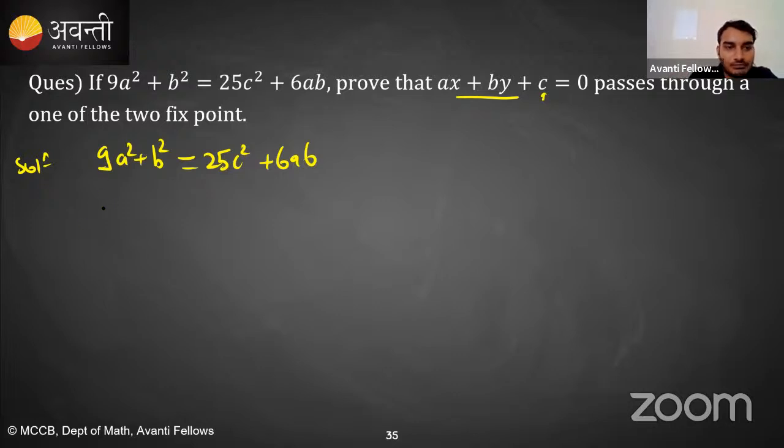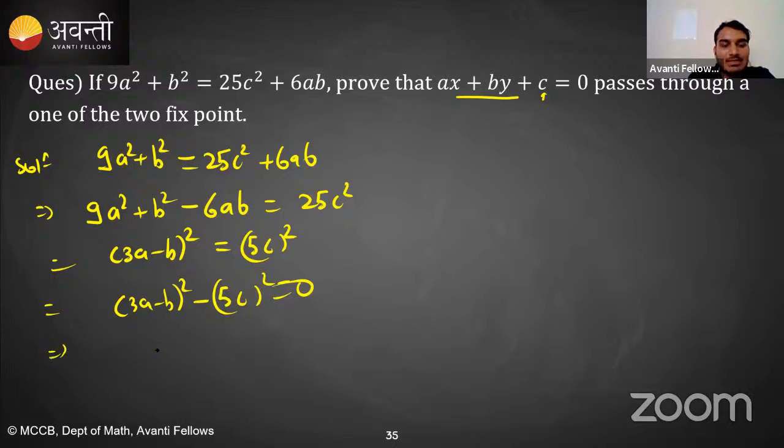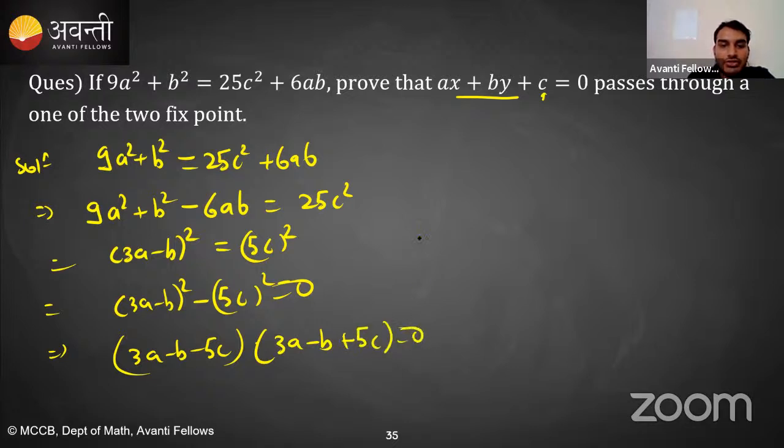Okay. So how will you do it? ऐसे करो. 9a square plus b square, take this 6ab to the LHS, equal to 25c square. What is this? 3a minus b का whole square. 3a minus b whole square is equal to 5c whole square. It is nothing but 3a minus b whole square minus 5c whole square is equal to 0. It is a square minus b square, so a minus b into a plus b is equal to 0.